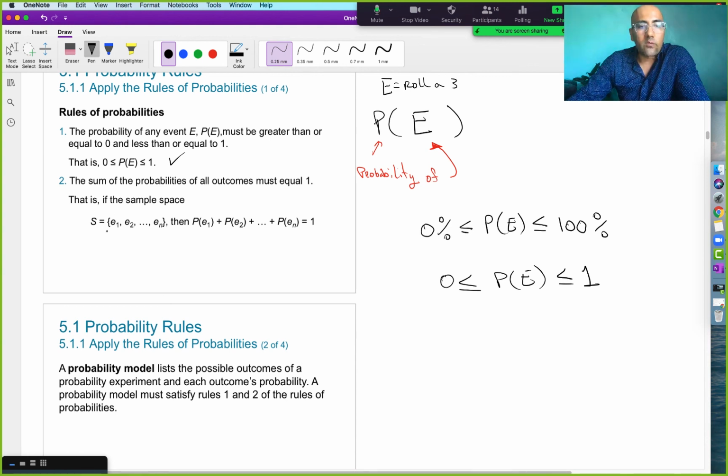Rule number 2 is that the sum of all the simple events that make up the sample space of an experiment, if we add up all those probabilities, add up to 1. That's what that's saying.